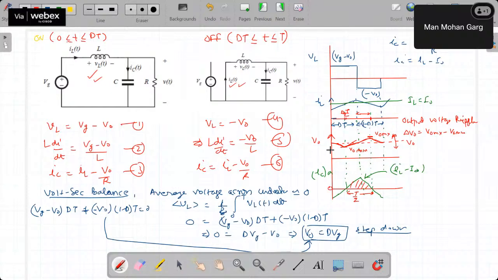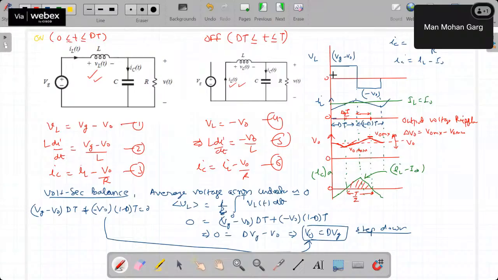I hope you can understand these waveforms, and how this output voltage looks like this. If time permits, I will show you in simulation also how it happens.